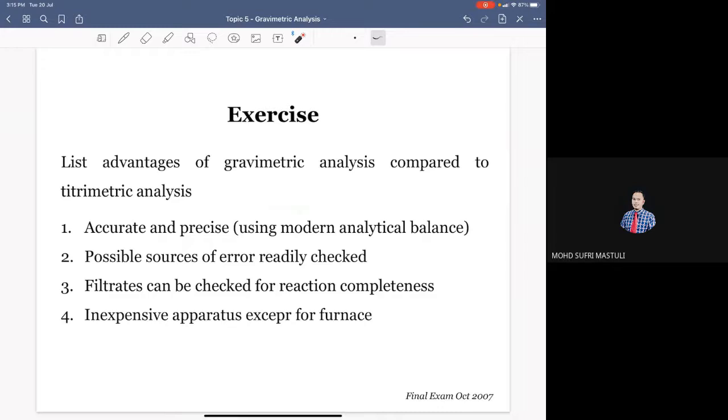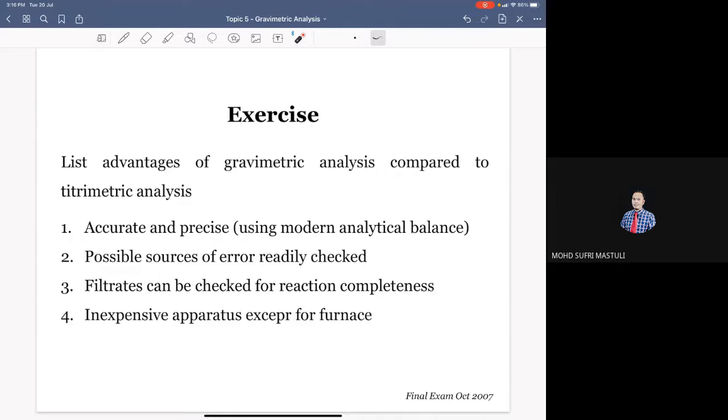So gravimetric is an accurate and precise method because it uses an analytical balance to measure the mass of analyte. Possible sources of error can be checked. Filtrates can be checked for reaction completeness, and it uses inexpensive apparatus except for the furnace. The furnace is used during the heating to convert the insoluble precipitate to the known composition.